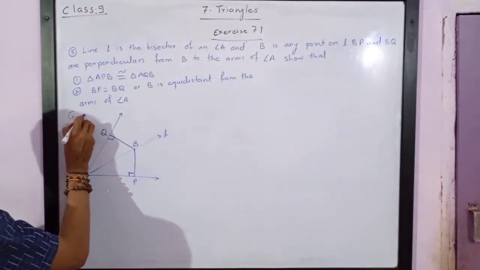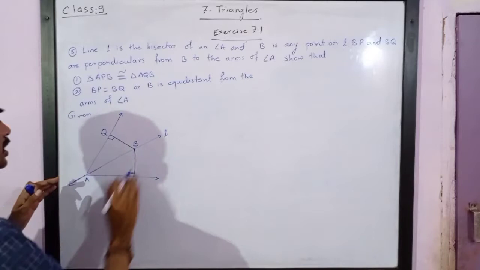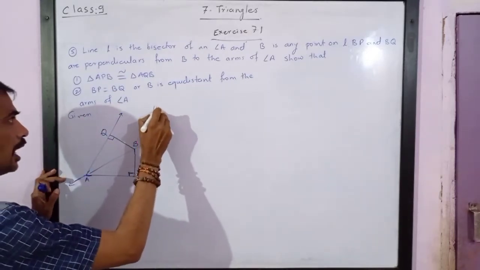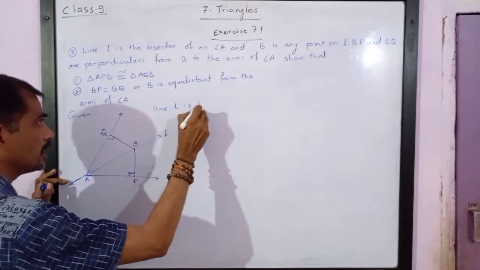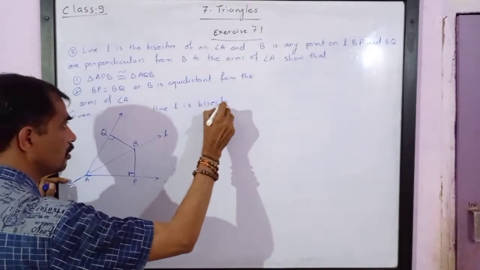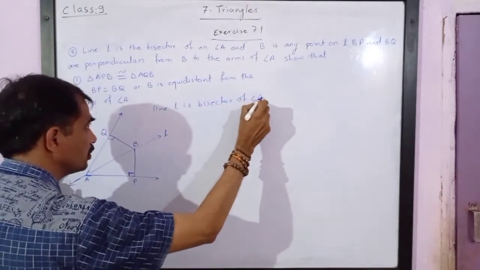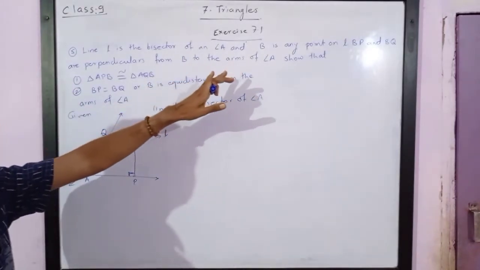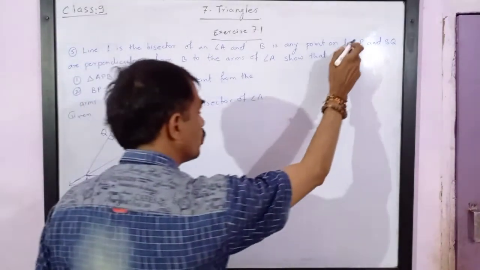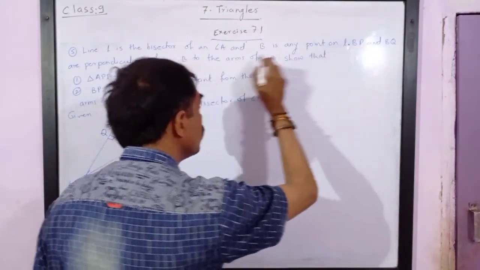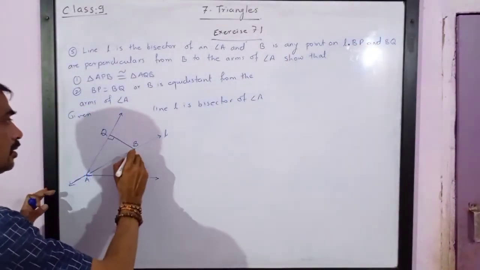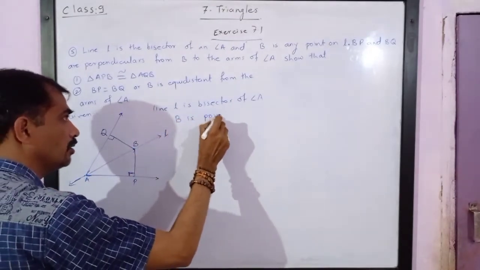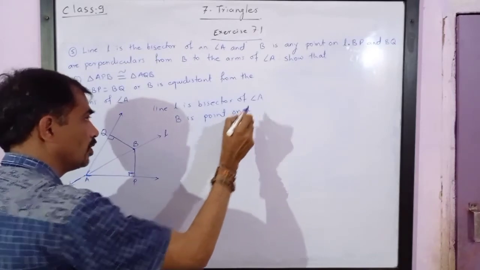Here we are given that line L is the bisector of angle A. This is angle A, and line L is the bisector of angle A. This is the angle bisector. Now B is any point on line L. So B is a point on line L. You can understand B is a point on L. This is also given to us.